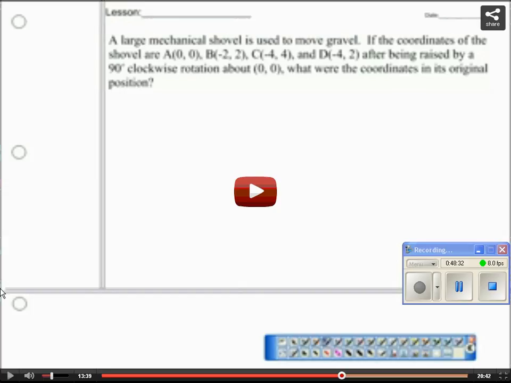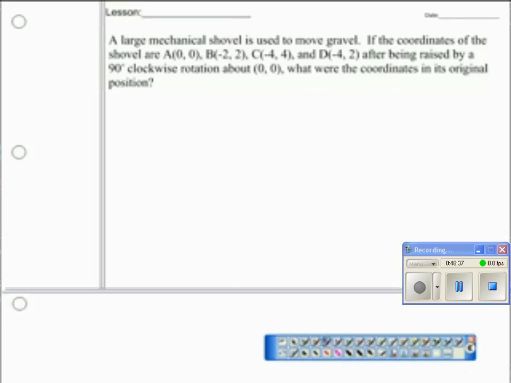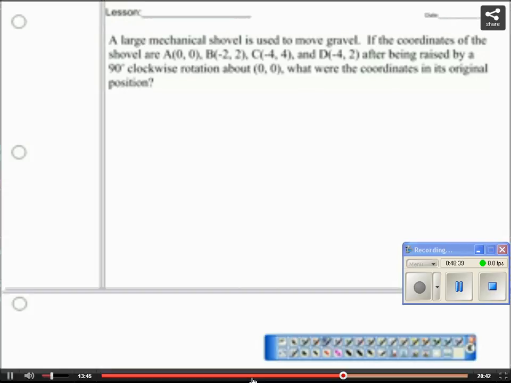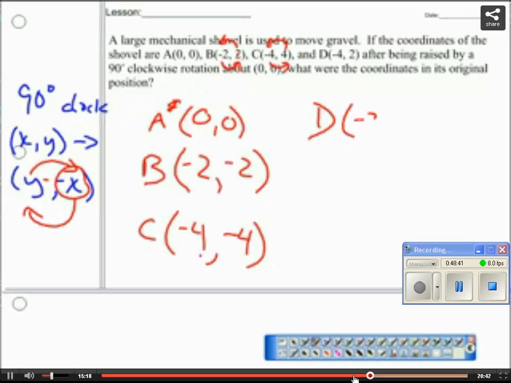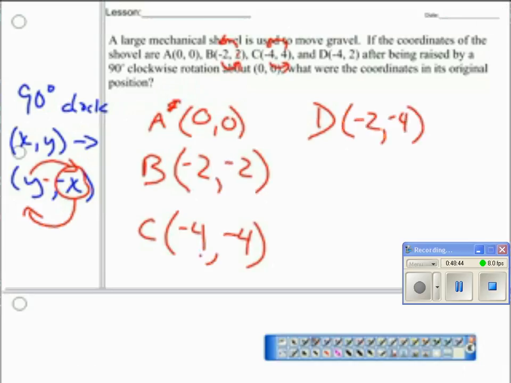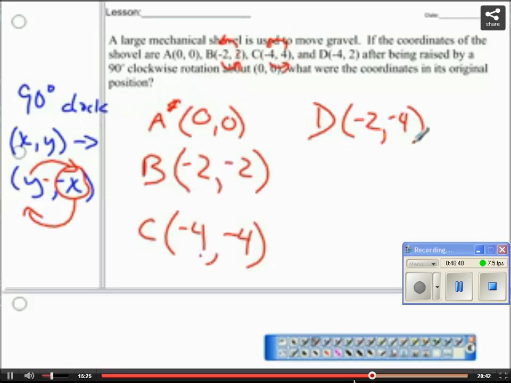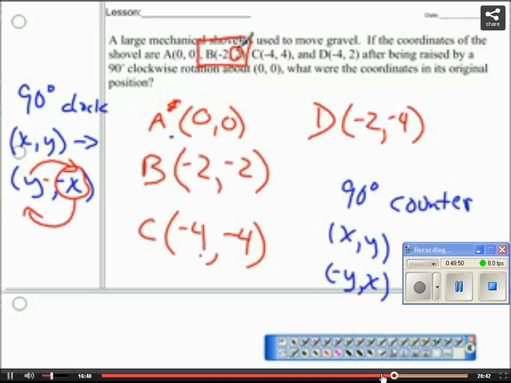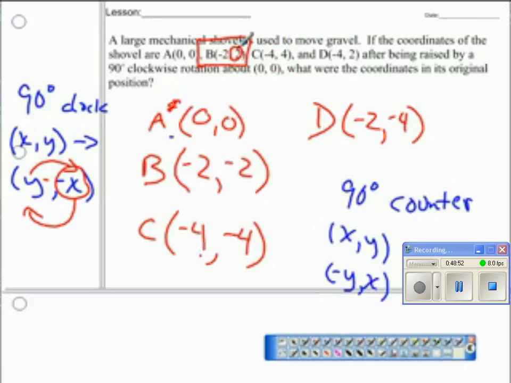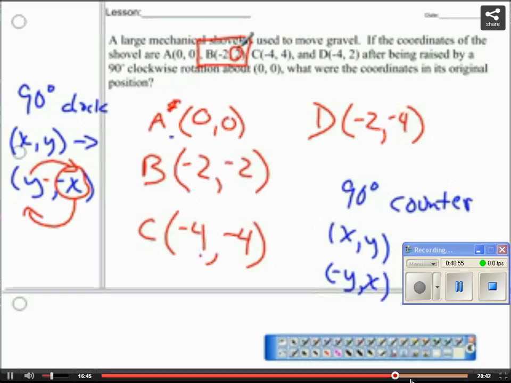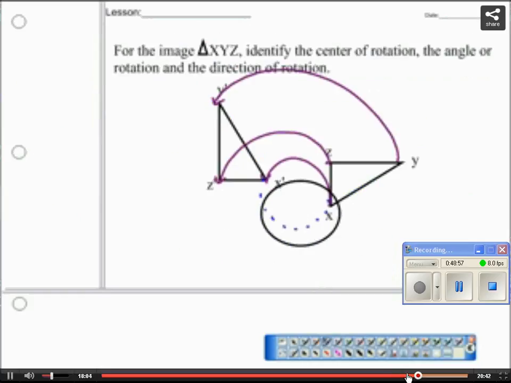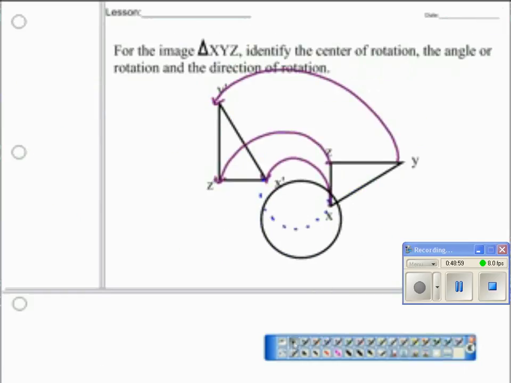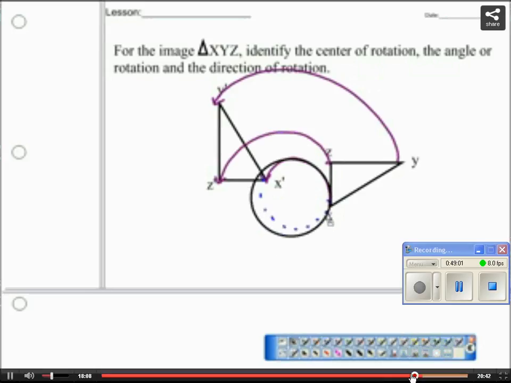Large mechanical shovel is used to move metal. If the coordinates of the shovel are A 0, 0, would be negative 2. Those points look like the ones we got. What's the rule for 90 degrees counterclockwise? The opposite one though, right? Because those are opposite rotations. Now, let me back this up a little bit because I want you to see this. I want to back up one.